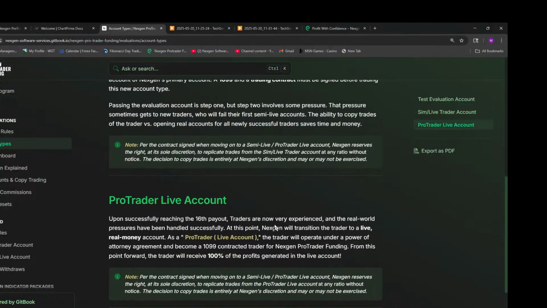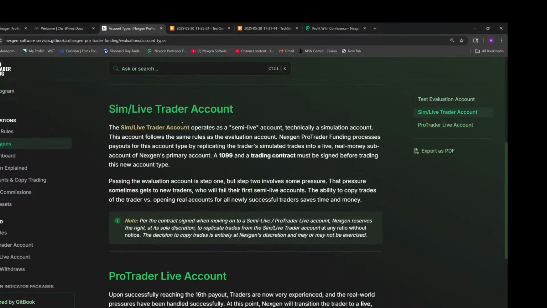And the next level is the Sim Live Trader. And then when you're here, step 2 involves some pressure. The pressure sometimes gets to new traders. So what you're going to do here is you are going to be in a semi-live account.